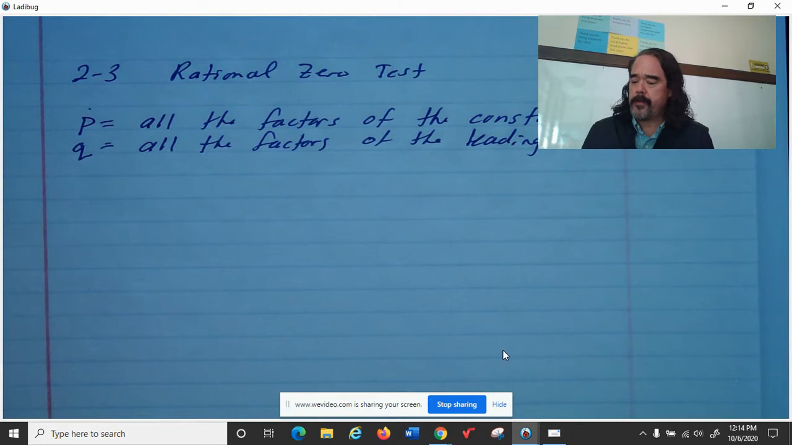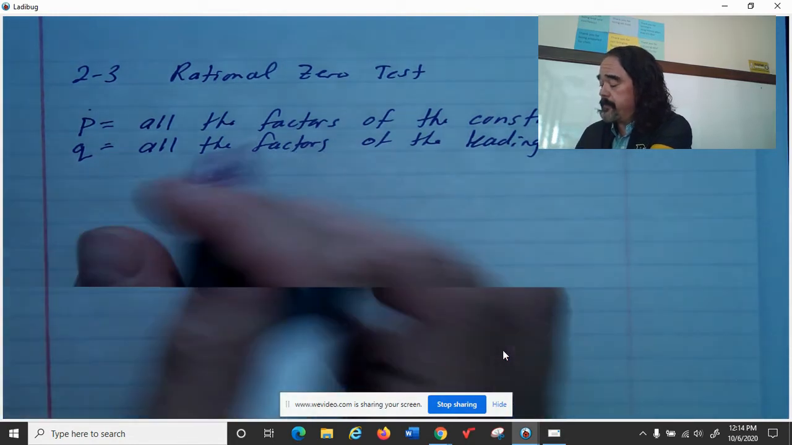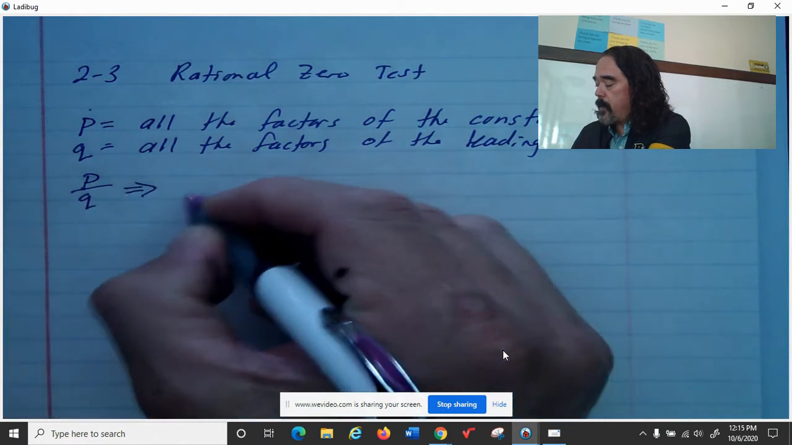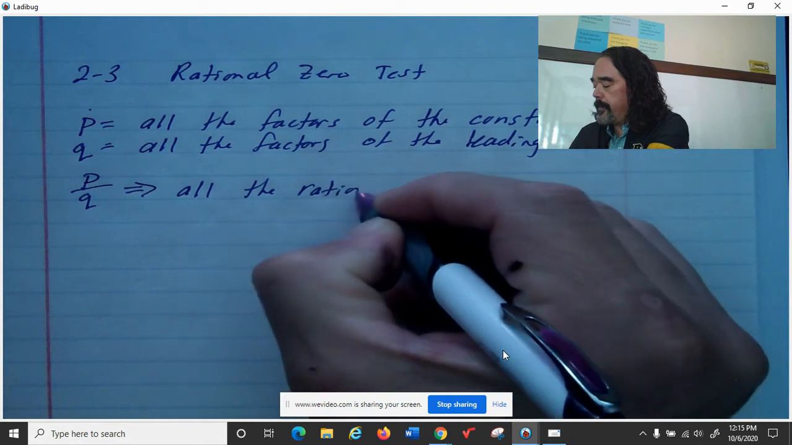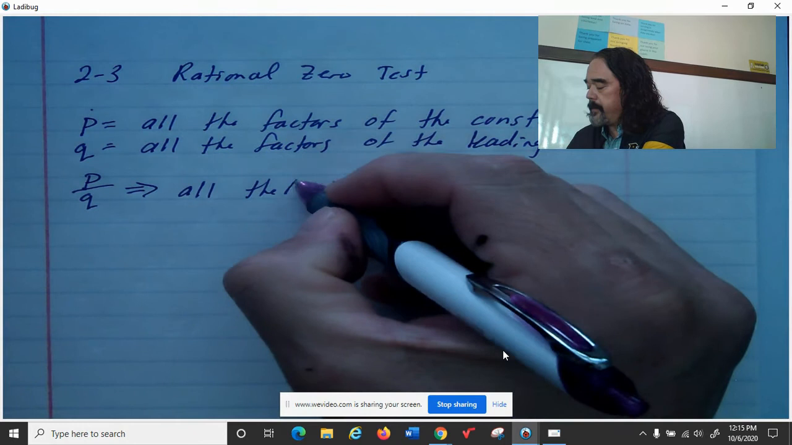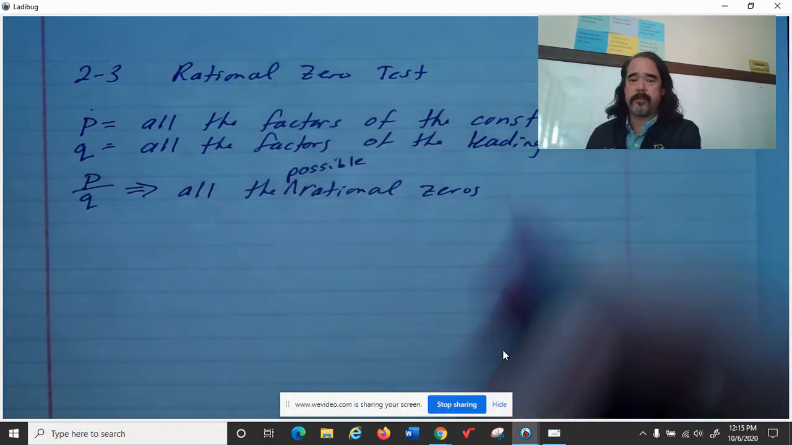A lot of times when you are asked to solve a polynomial function, you're going to ask, well, how do I start? Well, the first thing I'm going to say is for you to find your P's and Q's. And then once you find your P's and Q's, then you're going to divide them. So P over Q gives me all the possible rational zeros.